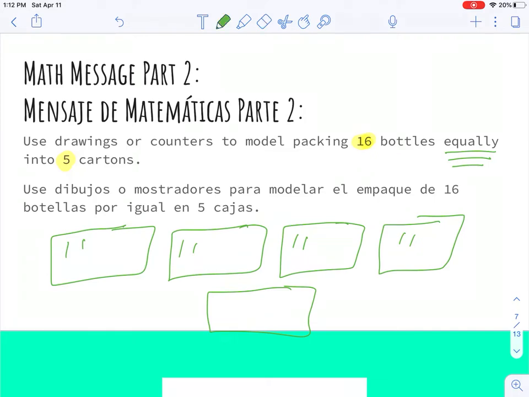Sorry about that. So let's see, 2, 4, 6, 8, 10. There we go. 11, 12, 13, 14, 15. Oh no, I have a leftover. So since I have a leftover, I know that 5 is not a factor of 16 because 5 does not go into 16 equally.